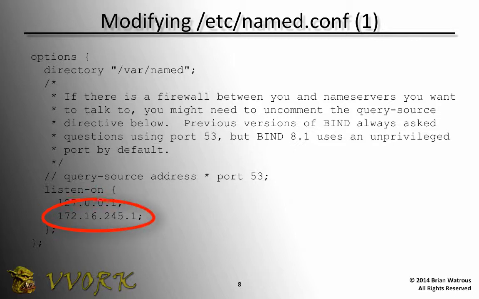The second line, though, is perhaps even more crucial. This is the IP address that the DNS server is going to be listening on. So my virtual machines that I'm running in Fusion, if they want to do DNS lookups, they've got to go to 172.16.245.1.